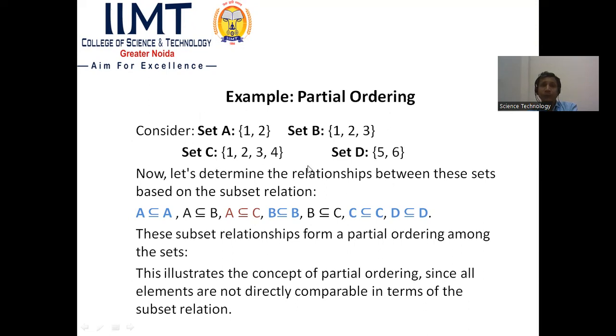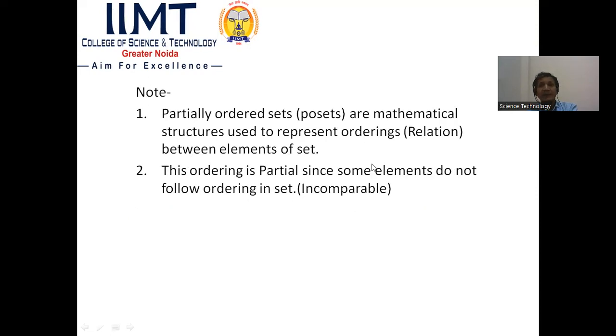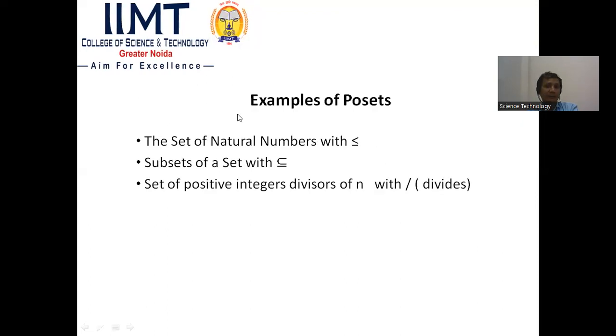Even though the collection of sets A, B, C, D is exhibiting an ordering, this is partial ordering. We have taken more examples of posets or partial ordering. There are three examples.